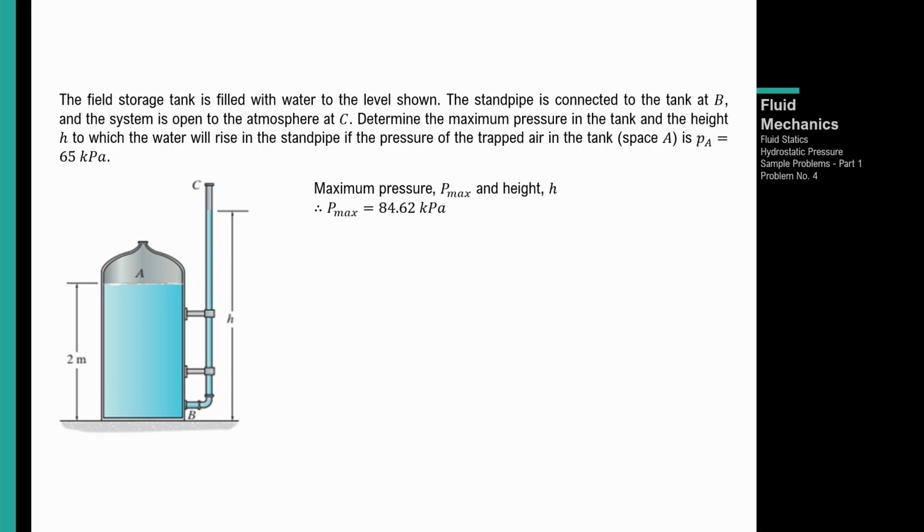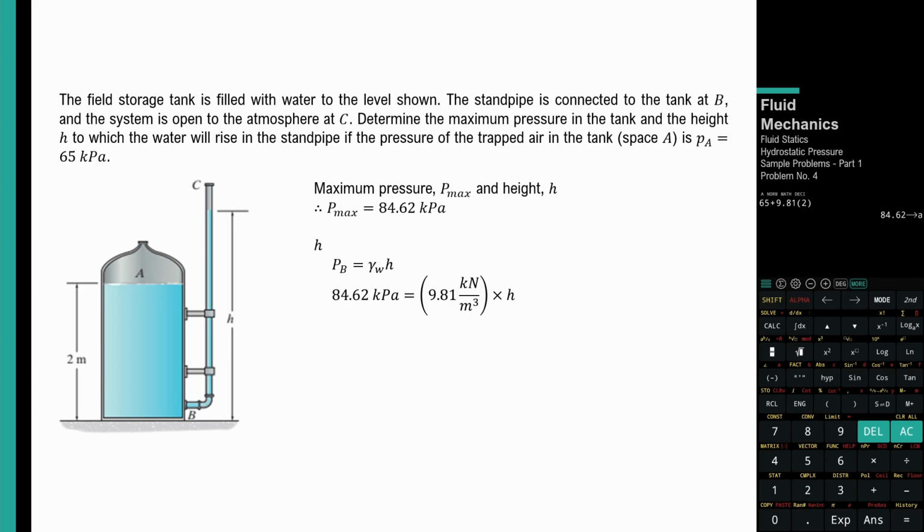And then for the height of the water in the standpipe, since they have the same pressure, and the maximum pressure has been computed, it is also equal to the pressure at point B, which is equal to the unit weight of water times the height of the water in the standpipe. So 84.62 kilopascals is equal to 9.81 kilonewtons per cubic meter times the height of the water in the standpipe. So 84.62, stored in A, over 9.81, so therefore the height of the water in the standpipe is 8.6258 and so on meters.